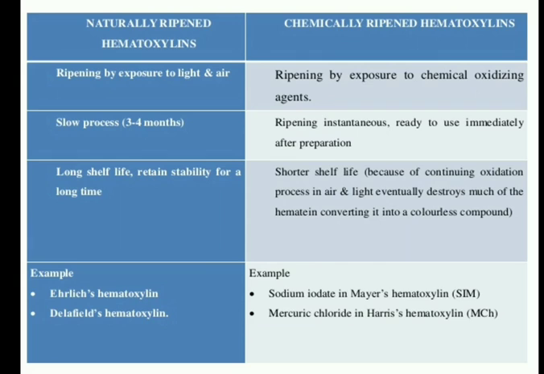Next, we go for chemically ripened hematoxylin. These are ripened by exposure to chemical oxidizing agents. Ripening is instantaneous. It does not take time. It is ready to use immediately after preparation. It has a shorter shelf life. Examples of chemically ripened hematoxylin are sodium iodate in Mayer's hematoxylin and mercuric oxide in Harris hematoxylin.